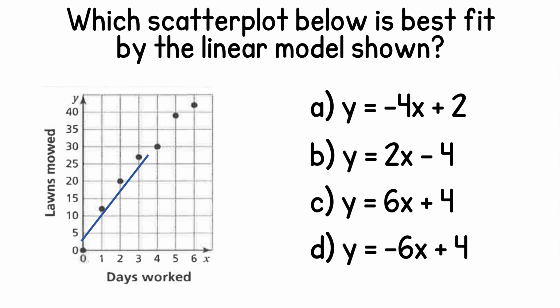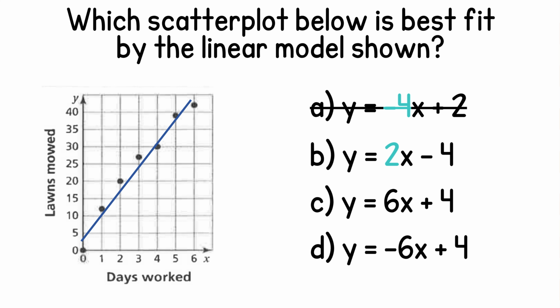Let's start by drawing a line that would connect most of our dots, so then we can compare our slope and y-intercept to the options. Let's start by looking at option A. This has a slope of -4. Since we know that our slope is positive and not negative, this can't be our answer. So we'll cross this out and look at option B.